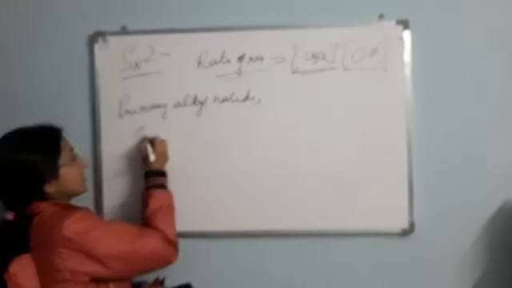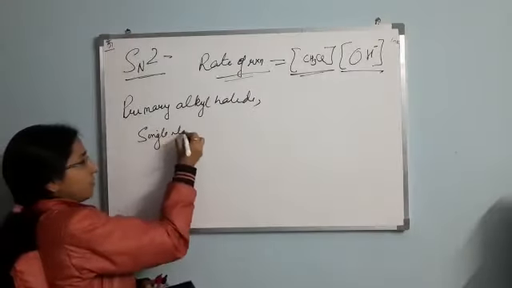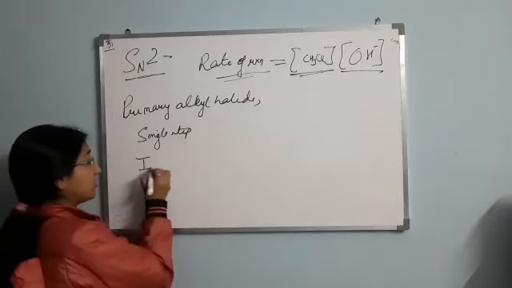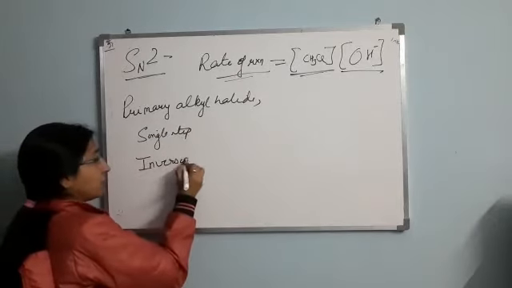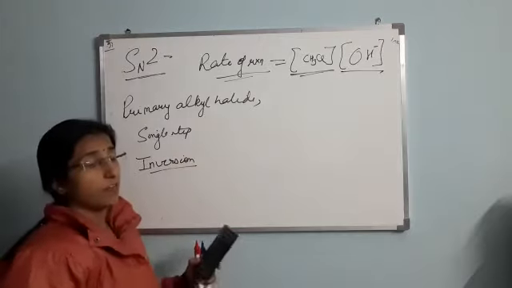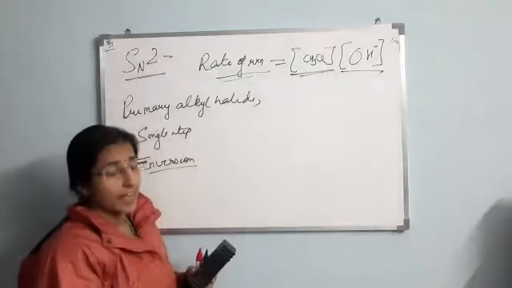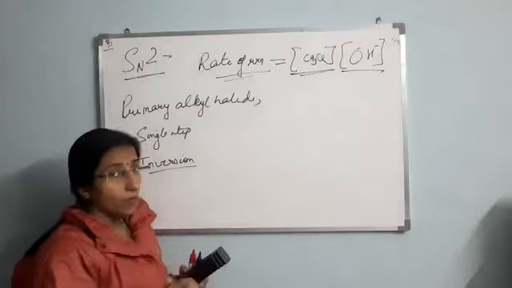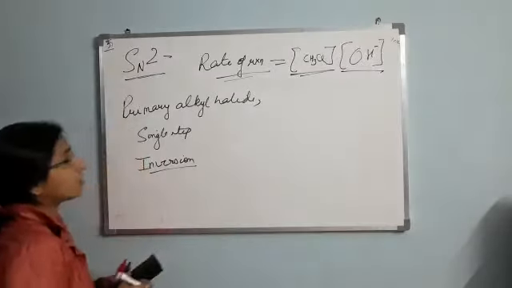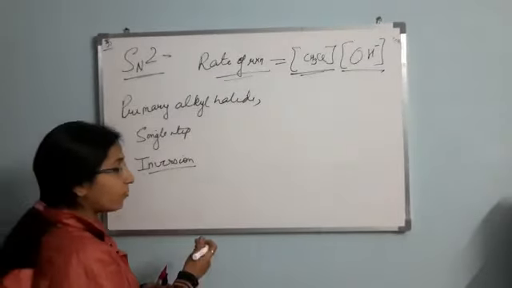Normally it goes in a single step, meaning in one step. And it basically occurs with an inversion of configuration. What does inversion mean? Opposite. It means that from the side opposite to where the nucleophile is attacking, the halo group will be removed. See how it works; I will let you know with the help of an example.